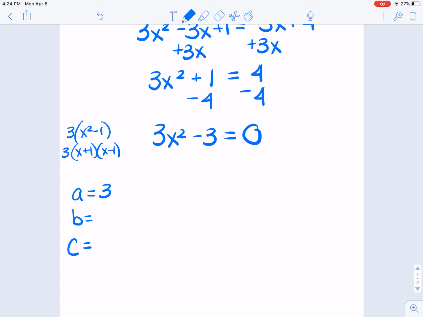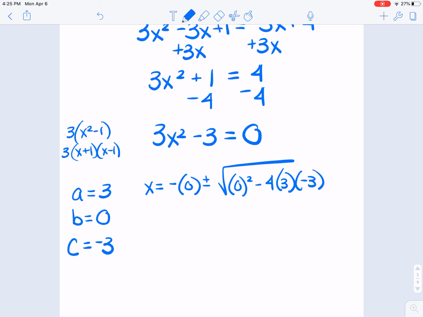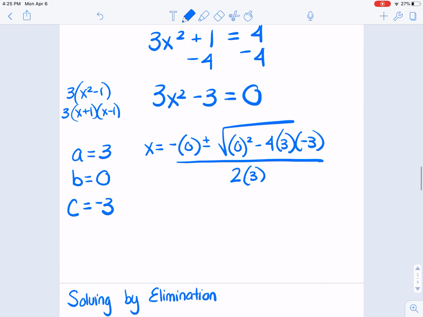Now I don't have a b value. Remember that when there's no b value, your b value is 0. And my c is -3. Alright, so I have x equals the opposite of b plus or minus the square root of b squared minus 4 times 3 times -3, all over 2 times a. Alright, there is no such thing as being an opposite of 0, so it's just 0. And this becomes plus 36 because the 3 is negative.